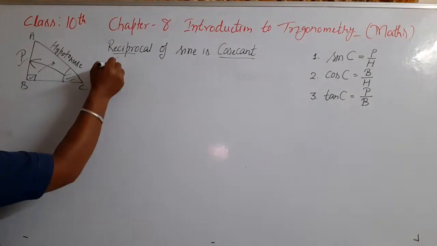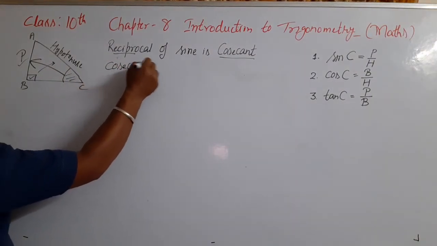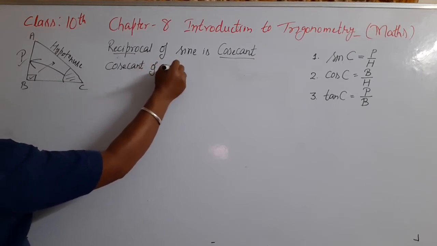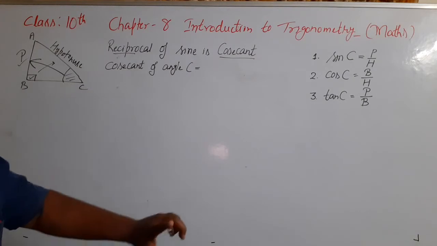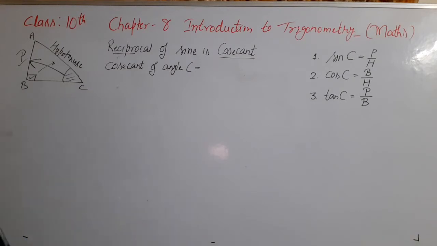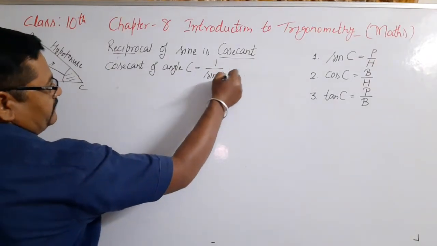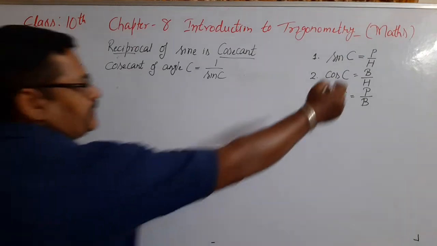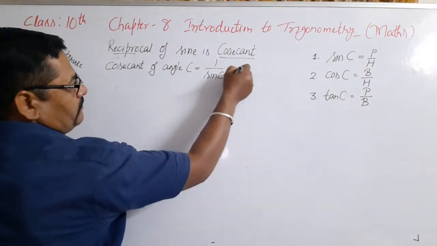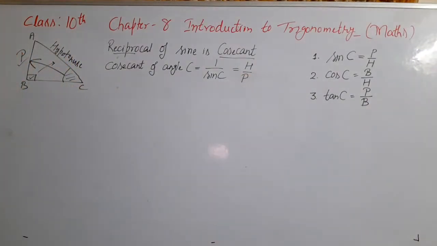If I want to find cosecant of angle C, then it is a reciprocal of sin C, that is 1 upon sin C. Reciprocal means the opposite, so what is the opposite of sin C? Hypotenuse upon perpendicular. What is the hypotenuse here? AC, perpendicular AB.